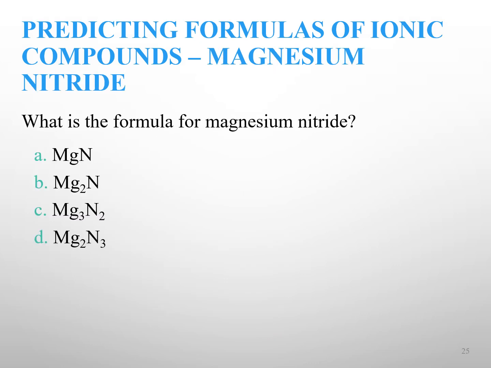Now let's take a look. What is the formula for magnesium nitride? Magnesium will be Mg2+, so let's write it down. Nitride is in group 5, so it's 3-. So if you were to combine them, you do the crisscross, you would know that it's Mg3N2. So our answer would be C, right there.